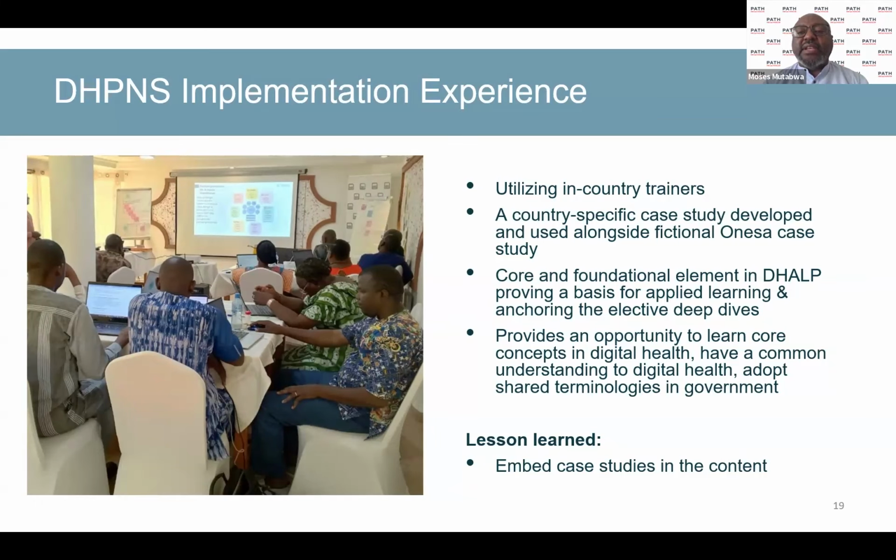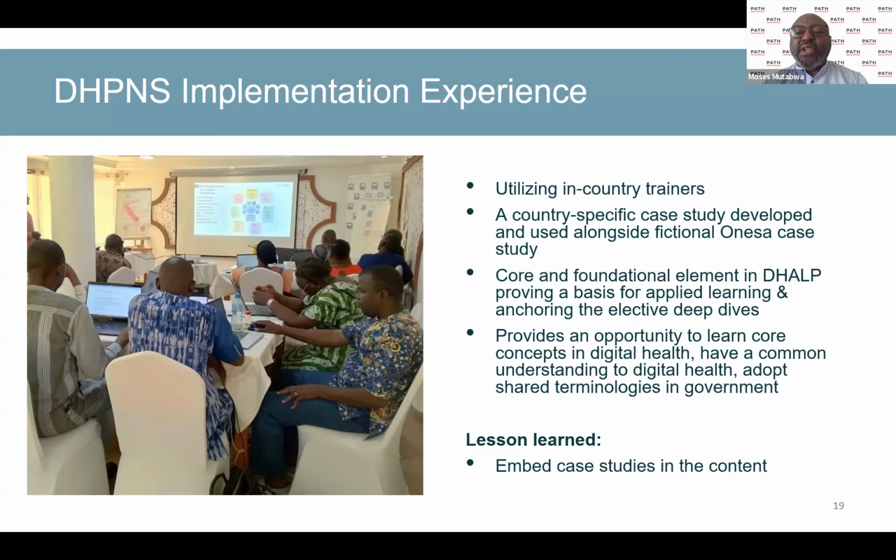And we had 2 elective deep dives that we ventured into, and these were again the brainchild of the Ministry of Health as they looked at what their digital health strategy was talking about and what areas would need more depth and understanding. And so the DHPNS also provided a core and functional element in DHLP, providing a basis for applied learning and anchoring it on the deep dives.